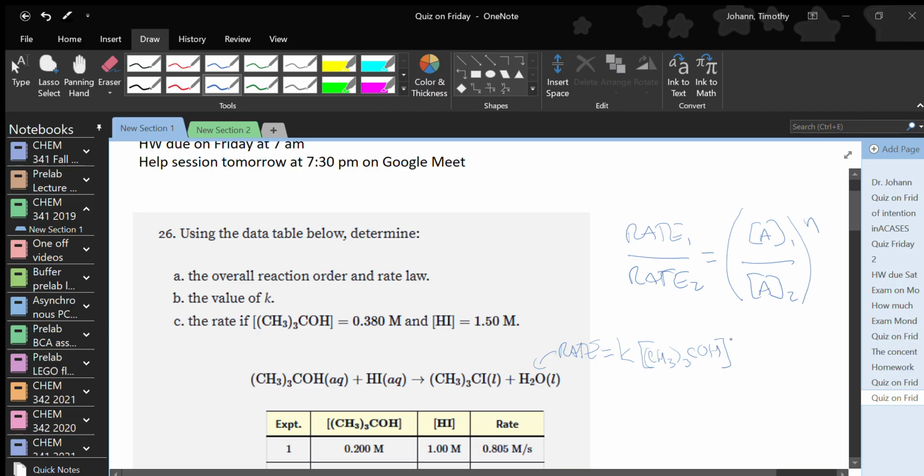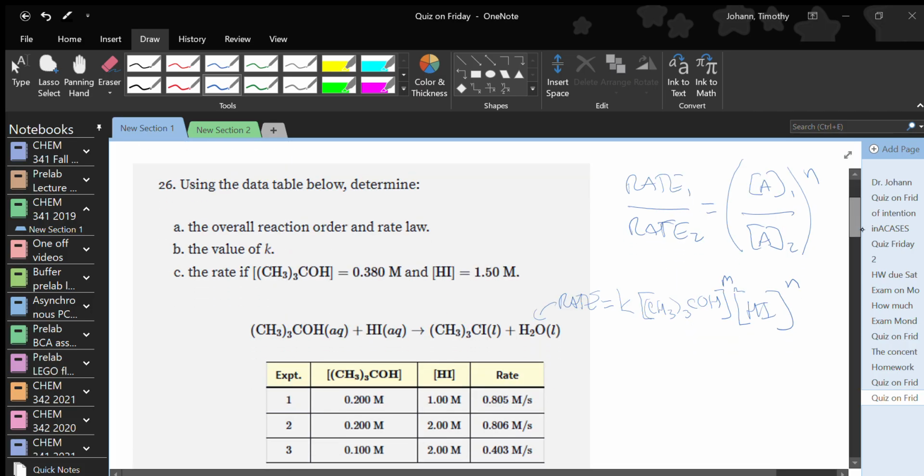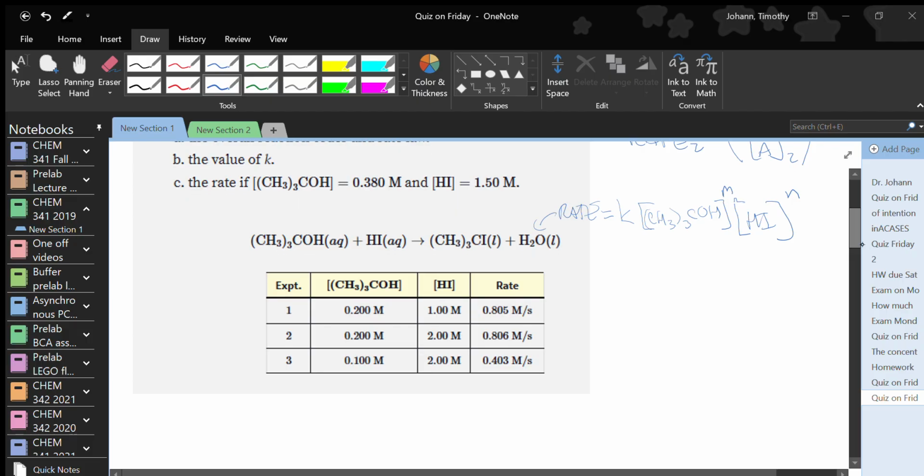Okay, the concentration of that. What else do I need to put in here? The concentration of HI, right? Hydroiodic acid. That's what I would call it, but HI. And this is raised to some constant, and this is raised to some constant, some power telling us the order. So there's some order for this, and there's some order for that.